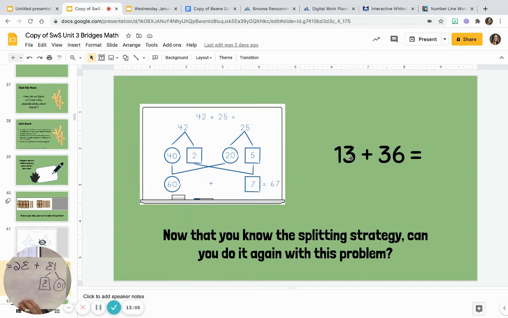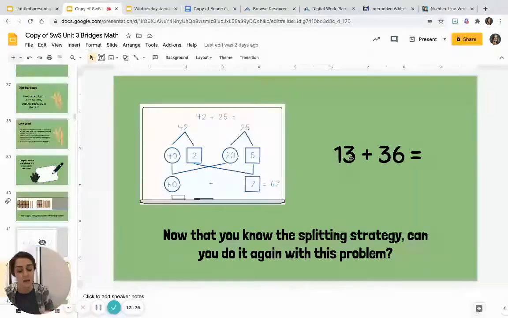All right, so we're done with 13. Now we're going to move on to 36. We're going to look at the number in the tens place first. What number is in the tens place? 3. So that 3 stands for 30. So I'm going to split it. And that 3, I'm going to write 30. And then that 6 is in the ones place, so I'm just going to bring down that 6.